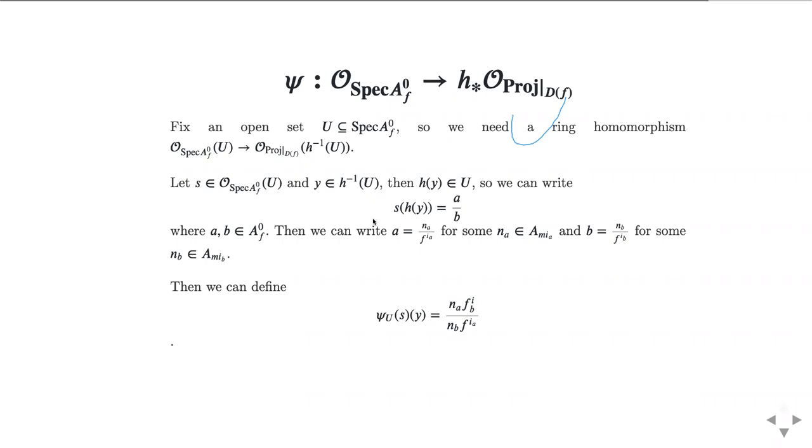So we can then finally set psi of s, psi of s of y, to be equal to the numerator of a times the denominator of b to the power of l, divided by the numerator of b times f to the power of degree of a.